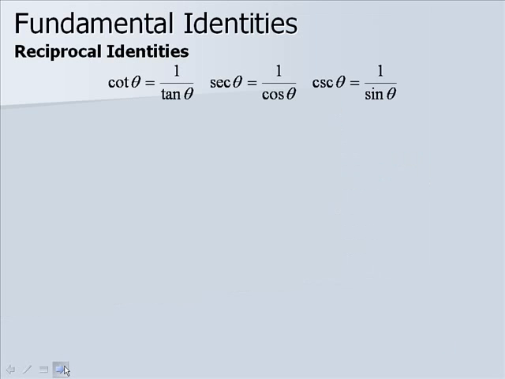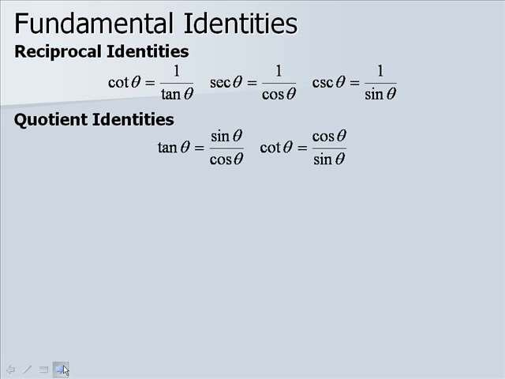The reciprocal identities are that cotangent of theta is 1 over tangent, secant of theta is 1 over cosine, and cosecant is 1 over sine. And the reverse is true. Tangent is 1 over cotangent, cosine is 1 over secant, and sine is 1 over cosecant.